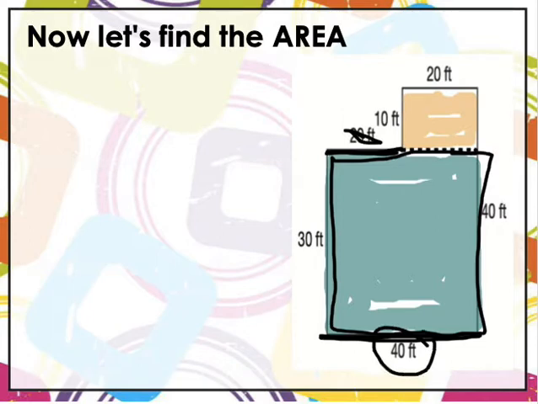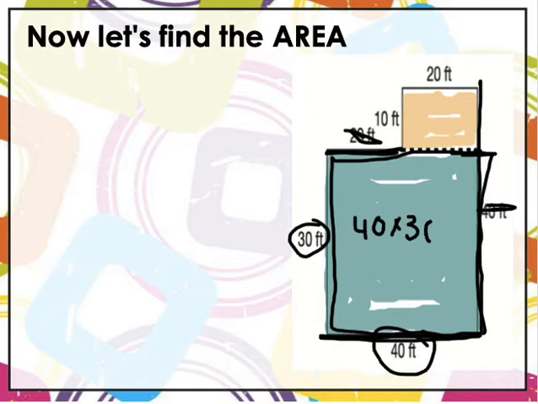Now to decide which one I'm going to use for my width, I need to decide, am I going to use my 40 or am I going to use the 30? Now on this side, I can see that this 40 represents from bottom all the way to the top. But my blue shape stops here. So I can't use this 40. Instead, I'm going to have to use the 30. So I'm going to multiply 40 times 30 to find the area of this part of the rectangle.